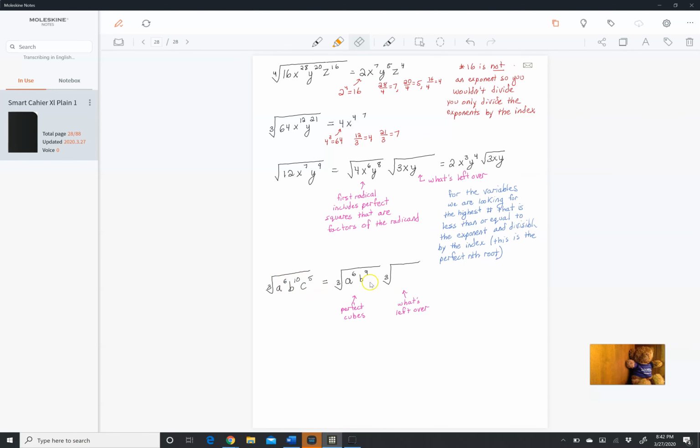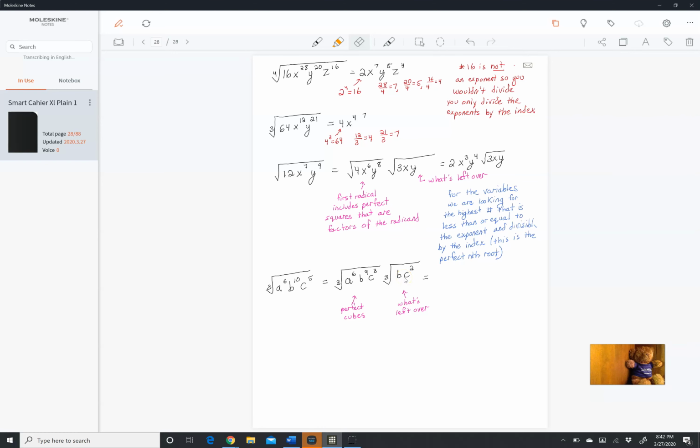Okay, what's left over? Well, we have 9 b's over here, so there's 1 b left over. Okay, c to the 5th. We're going to do the same thing. We start at 5. 5 is not divisible by 3. We go down by 1. 4 is not divisible by 3. So we go down by 1 again. 3 is divisible by 3. So under here, the first one, we're going to have c cubed. And what's left over? 2 c's. 3 of them are under the first one. There are 2 left.